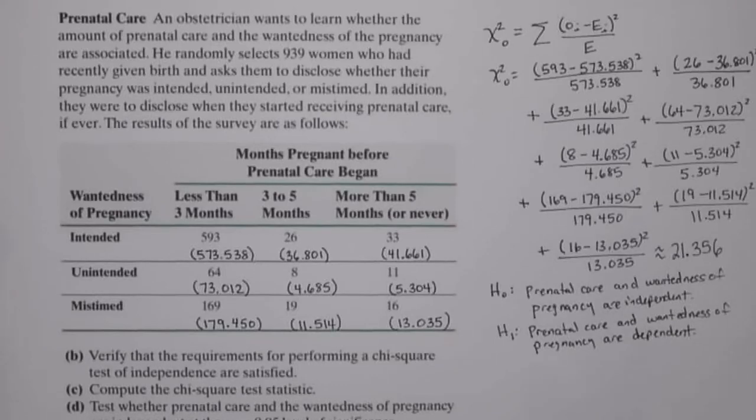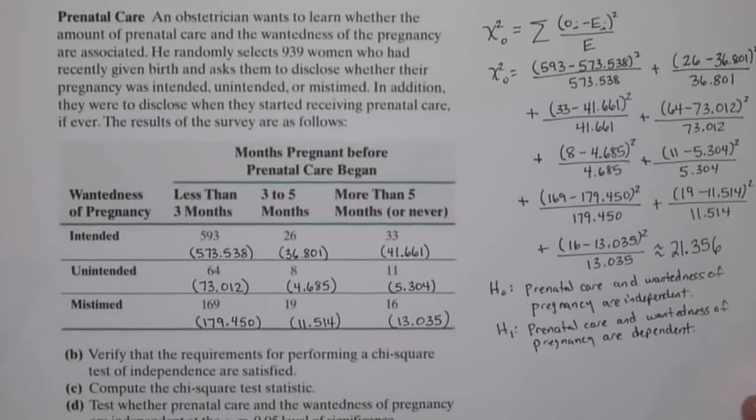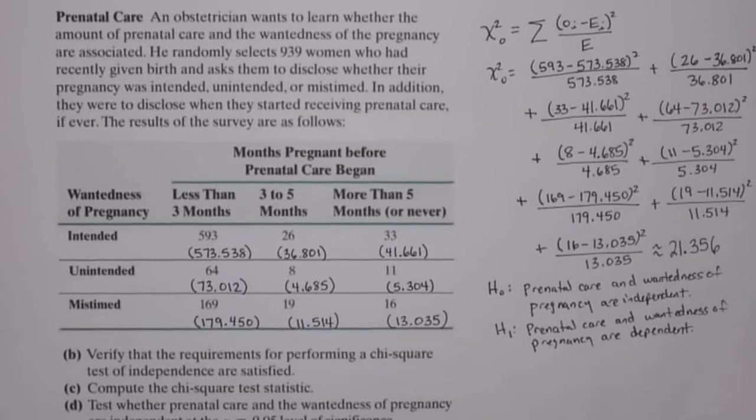So in this video, I want to show you how we can use the TI-84 and StatCrunch to perform a test for independence. So we're looking at the same problem that we just did by hand in the previous video, but I'm going to show you how we can use our calculator to do the test for independence.